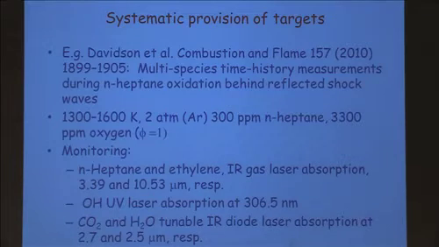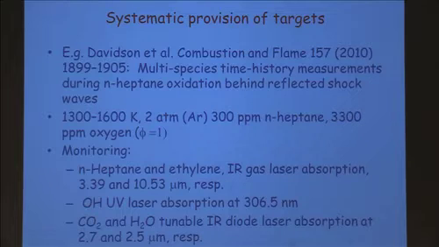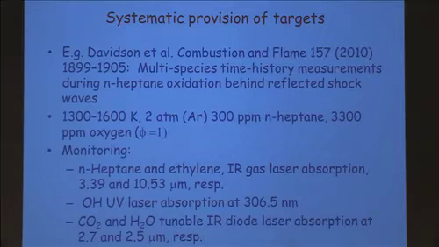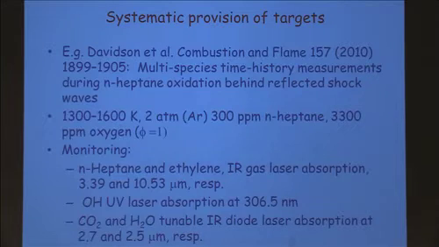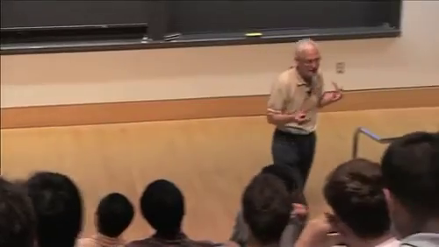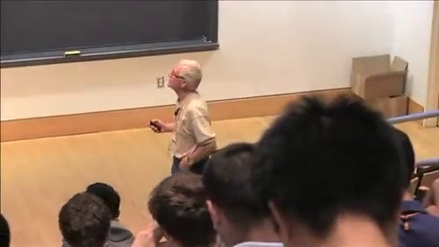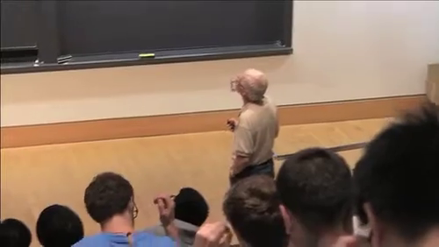Systematic provision of targets. One of the key issues here is that, because of these uncertainties that we talked about within these mechanisms, we need to be able to provide tests. And GRIMEC has used a wide range of tests, but they've been picked fairly randomly, just using what's available. What would be good would be if we had a systematic set of very well-tested experiments, which gave us a set of targets against which mechanisms could be tested and further developed.